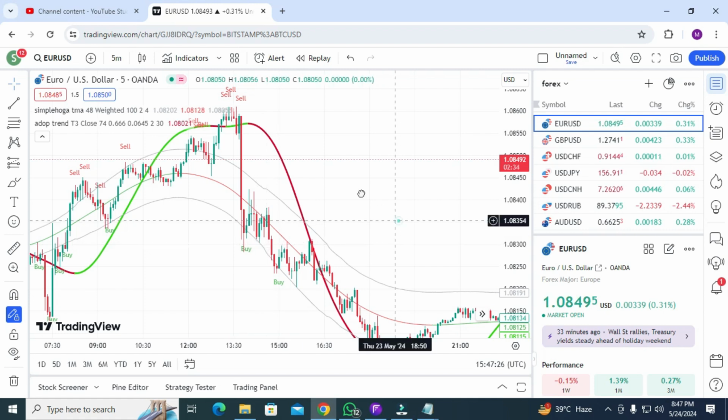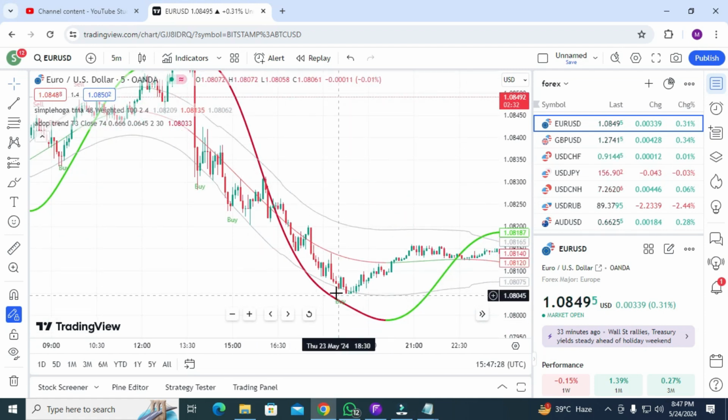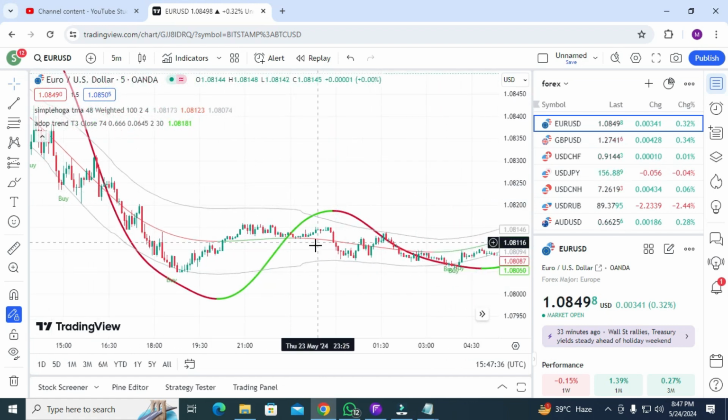Like here it is showing that the adopt trend line has come below the lower band line, and you are getting the buy signal. So this is your perfect buy trade. And when the candles go outside the adopt trend line, this is your exit. Here you need to exit your trade.